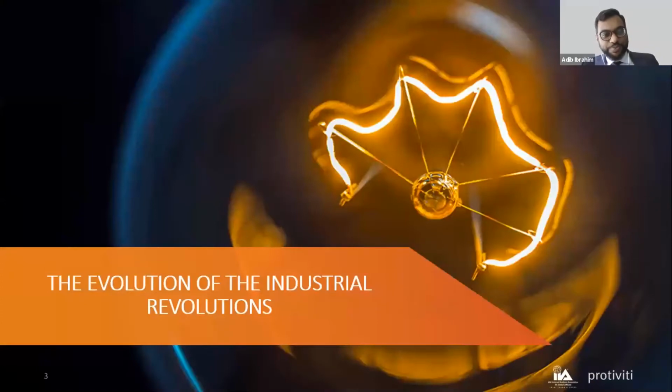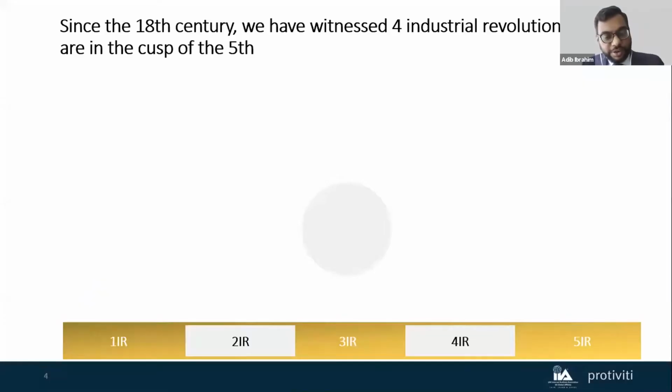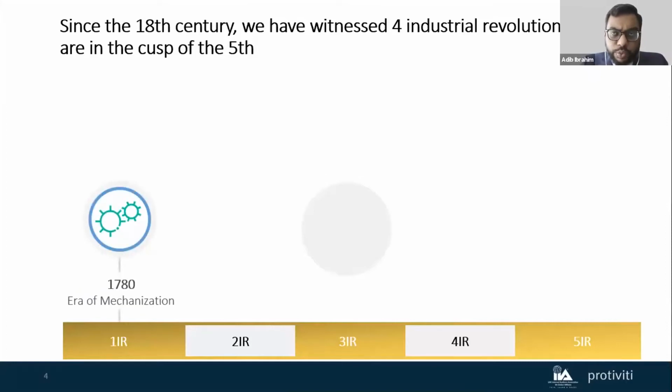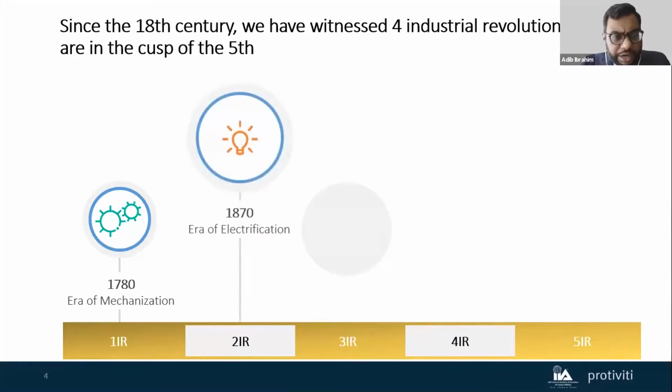Right. So to talk about the 5 revolutions. The concept of industrial revolution started in the 18th century, to be precise in 1780, with the first industrial revolution. This was called the era of mechanization. Machines and factories were getting set up to help drive a lot of production and efficiencies in the economy. In about 100 years from there, we started the journey of electrification. That triggered a second wave, which was called the second industrial revolution.